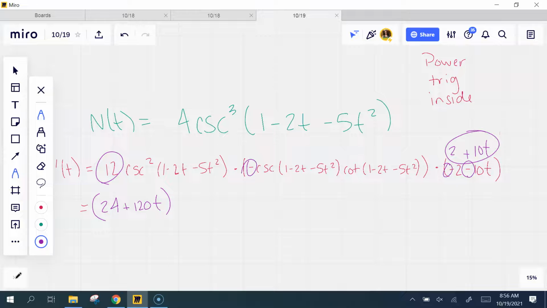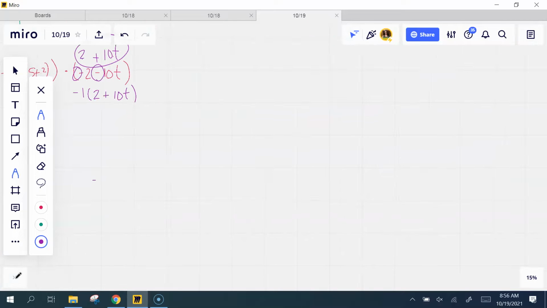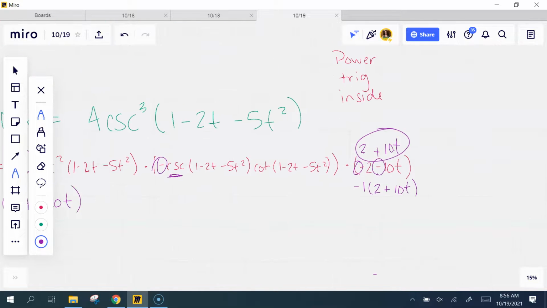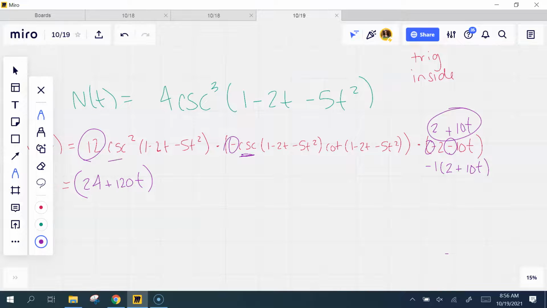Wait, what did you just do with the 24? Okay, so what I did, this I could rewrite as negative 1 times 2 plus 10t. I multiplied 12 times 2 plus 10t. Cosecants, I have 3 of them, all with the same thing that follows. So I'm going to say cosecant cubed.